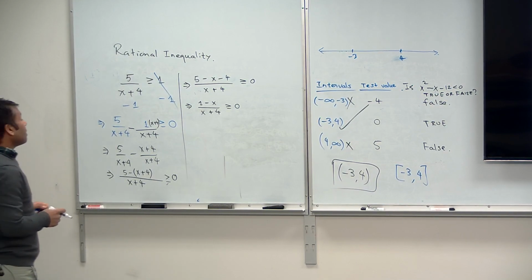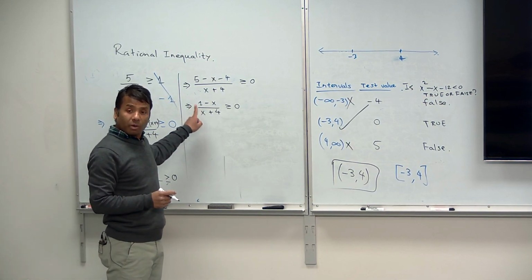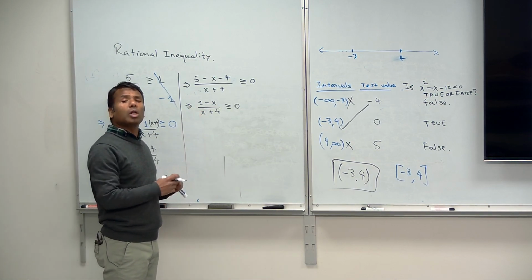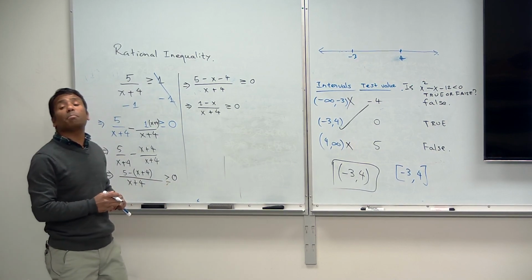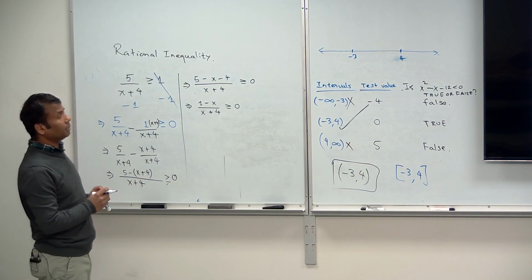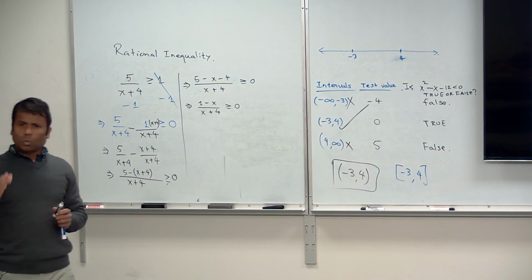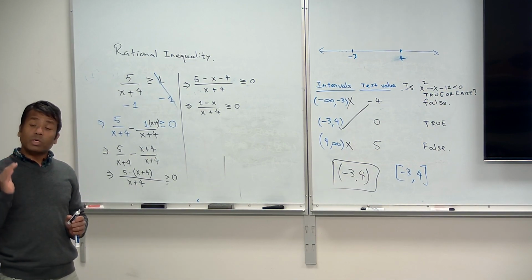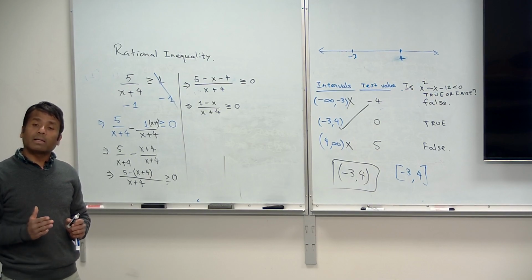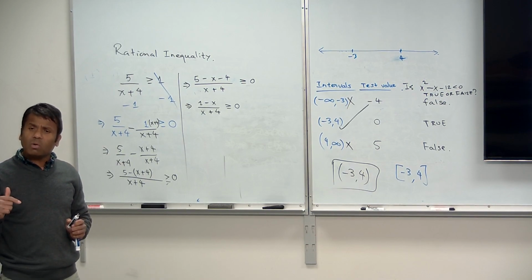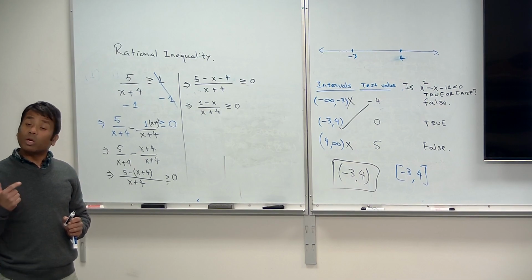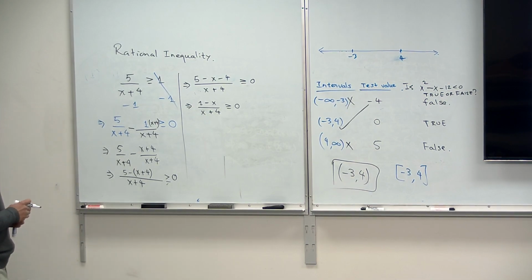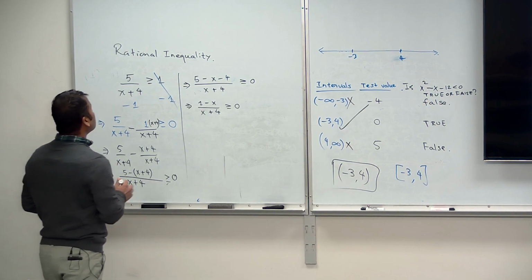Now we need to determine the values of x that make the numerator 0, right? And we need to also determine the values of x that make the denominator 0. Are you guys with me? Are you with me? So what values of x make the numerator 0?